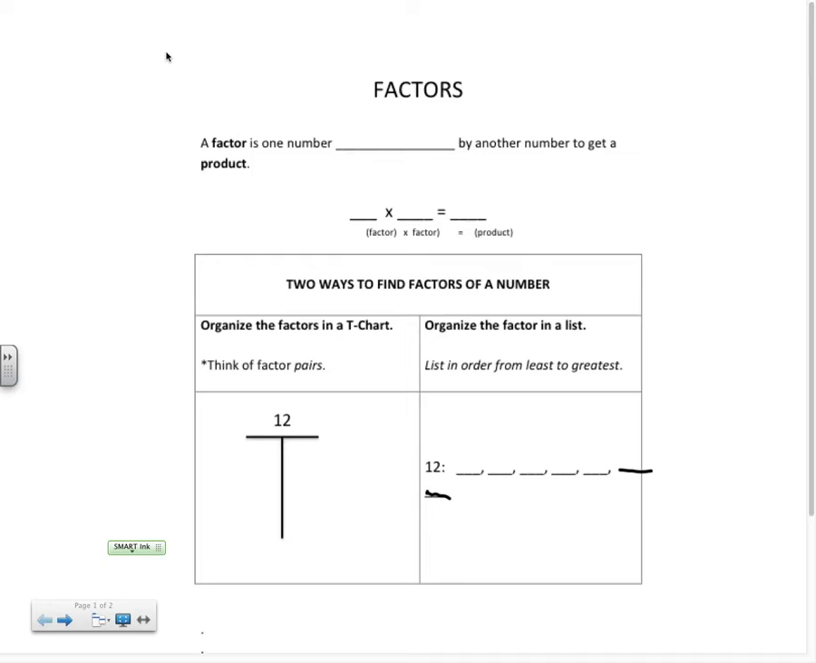So our first lesson is on factors, and I started us with a definition. A factor is one number multiplied by another number to get a product. So that missing word is multiplied. Factors come from multiplication problems. Who knows what the word product means? Product is the answer to a multiplication problem. So a little example here. If I have 2 times 3, that's our multiplication problem. The 2 is a factor. The 3 is a factor. The answer is 6. That's called our product.